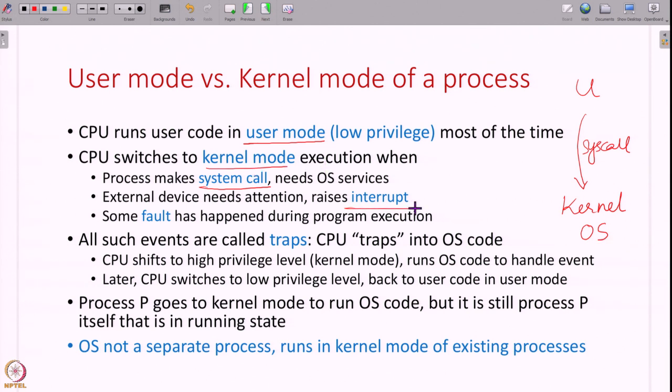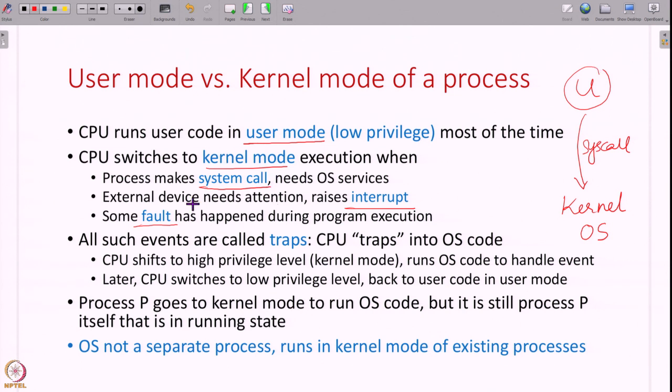When an interrupt is raised, the user program does not need anything, but some external device has raised an interrupt. And that interrupt, again your user code does not know how to handle. So, when the interrupt comes, once again the CPU has to jump to some operating system code which knows how to talk to the external device and handle the interrupt. Or the third case is some fault has happened. Your user program has made some mistake, accessed some array out of bounds, something bad has happened, during which the CPU says, oh no, I have to go back to the operating system to figure out what to do.